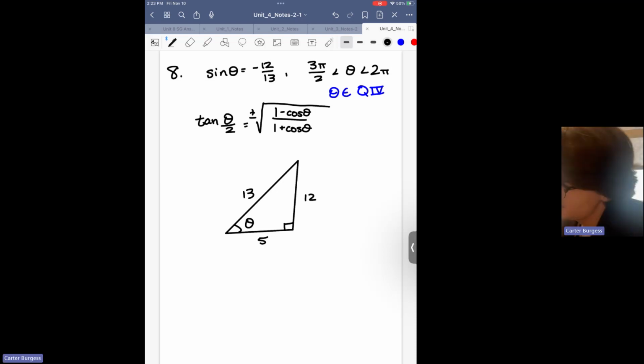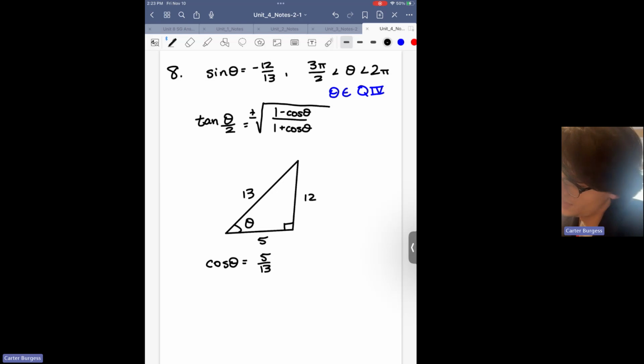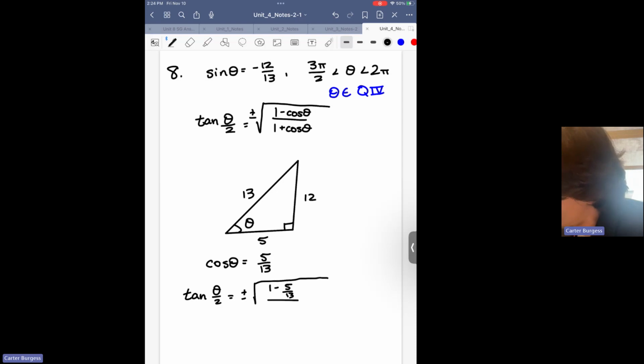All right, so what is cosine of theta going to be, since that's really the only one we need here? 5 over 13, positive or negative? Positive, because what quadrant is theta in? Quadrant 4, where cosine is positive. So tangent of theta over 2 is equal to plus or minus the square root of 1 minus 5 over 13 over 1 plus 5 over 13.